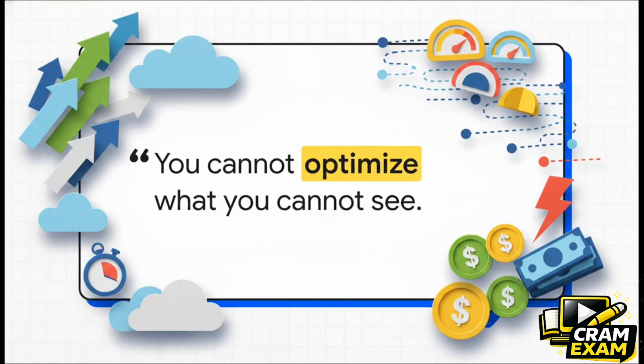I want to leave you with one final warning. You cannot optimize what you cannot see. If you aren't actively monitoring your execution duration and auto-scaling events in CloudWatch, your first warning sign won't be a slow application. It will be a massive invoice from AWS. So take a look at your architecture today. What hidden elastic traps are secretly inflating your cloud bill right now?